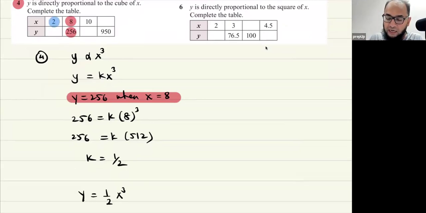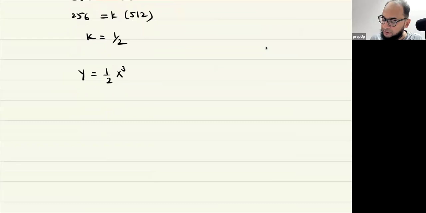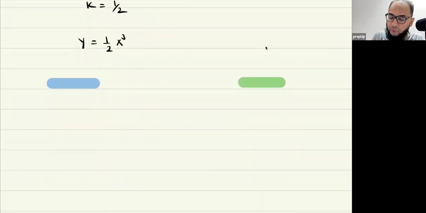I can plug in x and find the corresponding value of y. Similarly, I can plug in y and find the corresponding value of x. Let me work it out. So now when x is 2, find y.